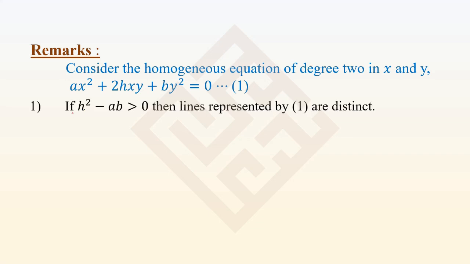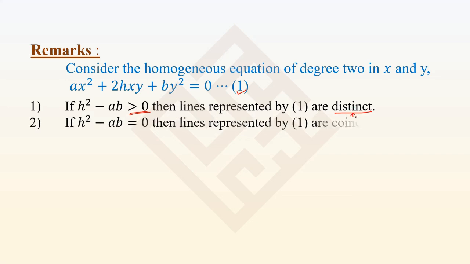अगर हमें मिलता है if h square minus ab is strictly greater than 0, then this equation number 1 is going to represent two lines, they are different, that are distinct lines, अलग अलग lines रहेंगे. Number 2, if h square minus ab is equal to 0, then the lines are coincident, मतलब दोनों line का equation same रहेगा.